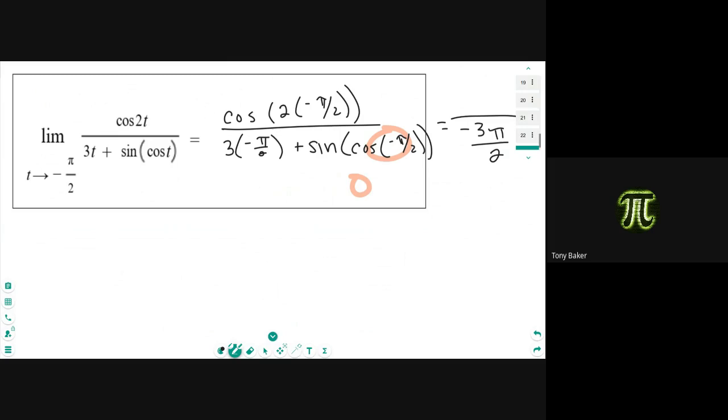Now the top is cosine of negative pi. So what's cosine of pi? It's negative 1, because it goes from 1 to 0 to negative 1. So I get negative 1 over negative 3 pi over 2. So my final answer is 2 over 3 pi.